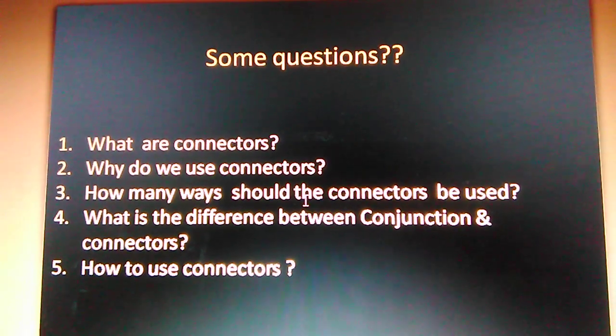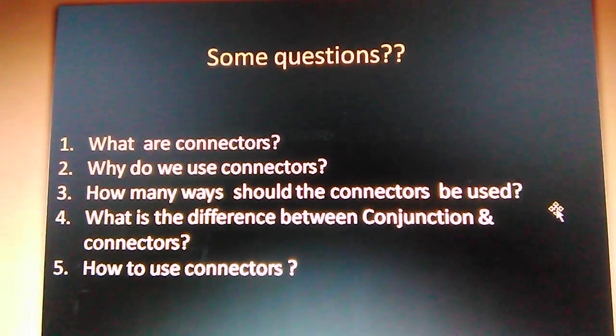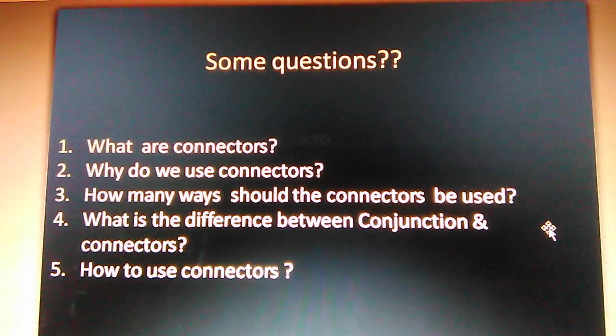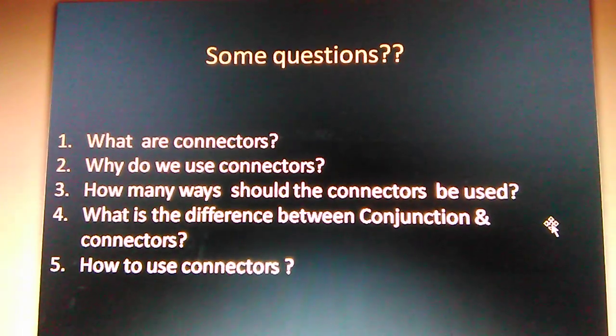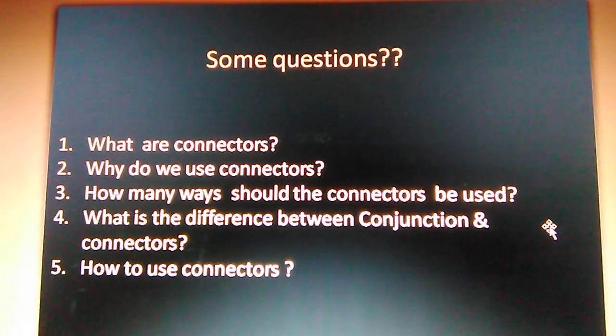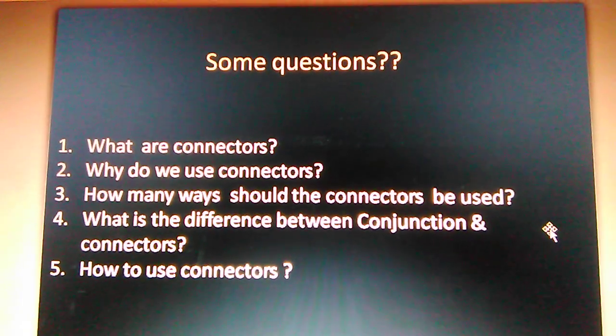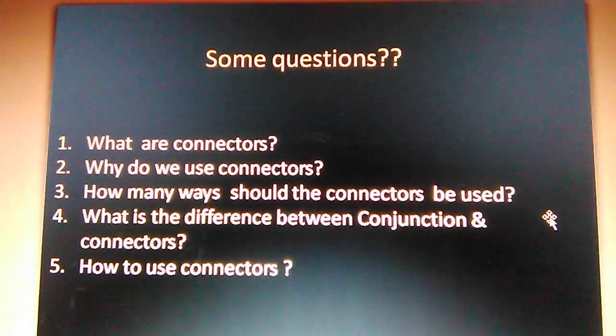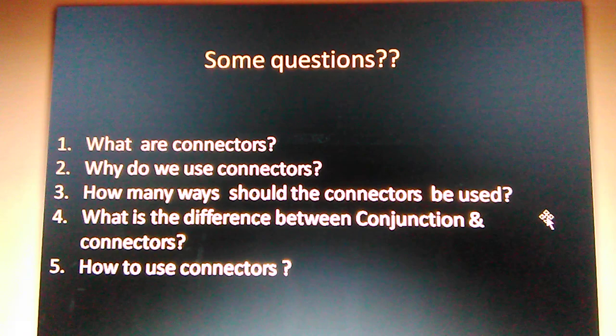How many ways should the connectors be used? Connectors can be used in two ways for the student. One, fill in the gap. Another, the question setter may give you the connectors to use in the sentence. Actually, the second one is very effective.